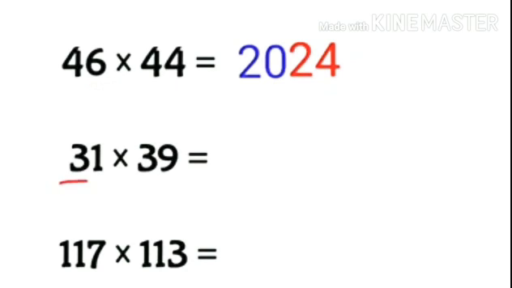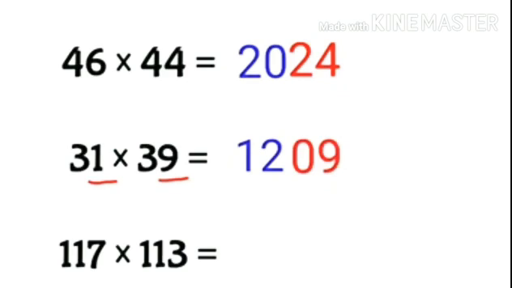So next number after 3 is 4. 3 times 4 is 12. For the last two digits, find the product of this 1 and this 9. 1 times 9 is 9. So we put 09, and the answer is 1209.